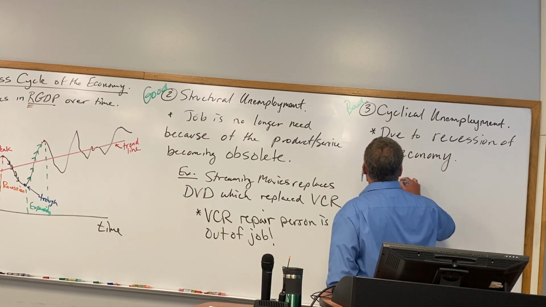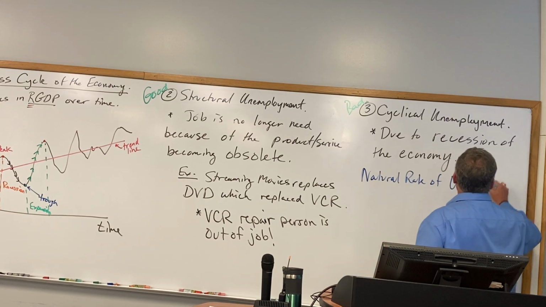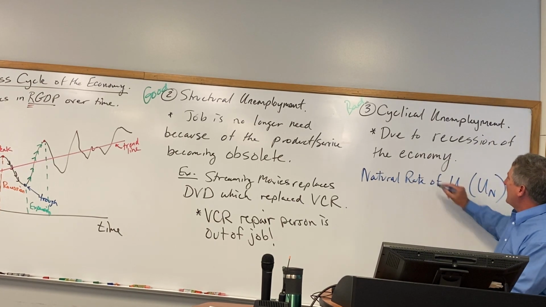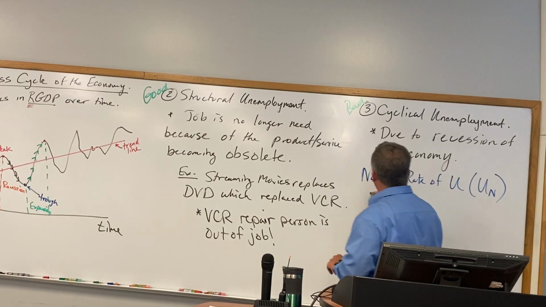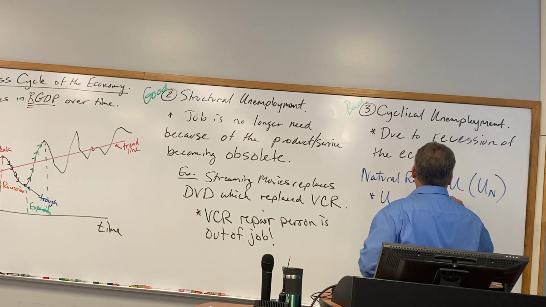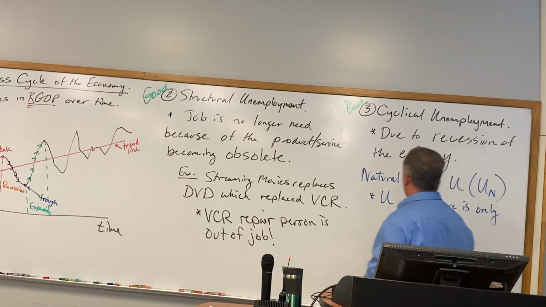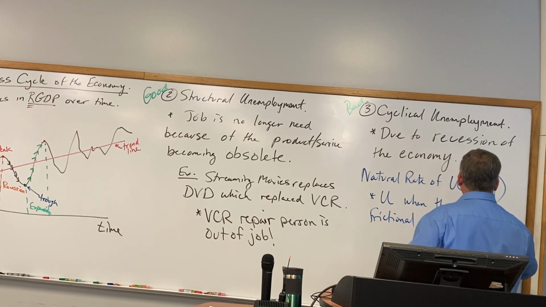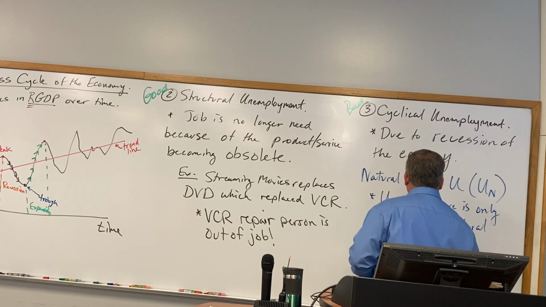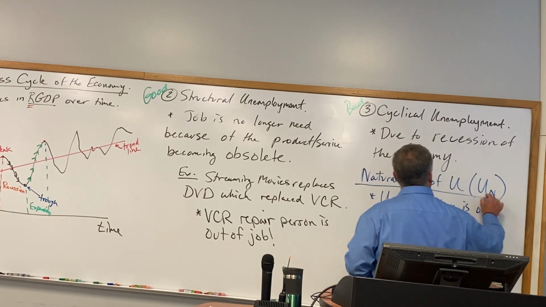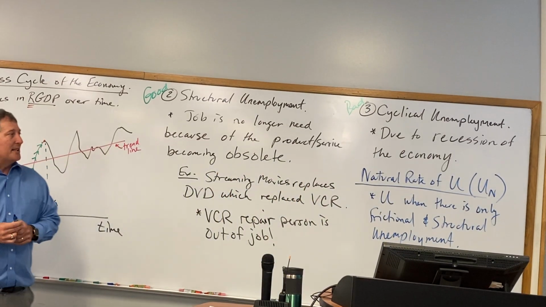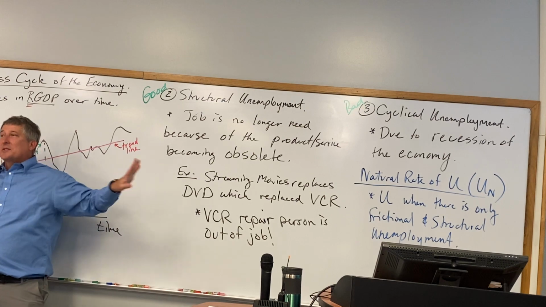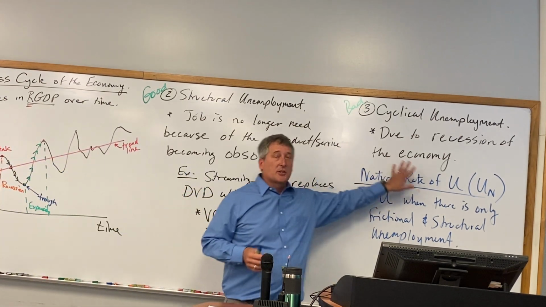So the natural rate of unemployment, which I'll write as U subscript N, that we kind of hinted at earlier, is the unemployment rate when there is only frictional and structural unemployment. So we don't want to drive the unemployment rate to zero. A healthy, vibrant, growing economy is going to have some unemployment. So our goal is to try to get around the natural rate.